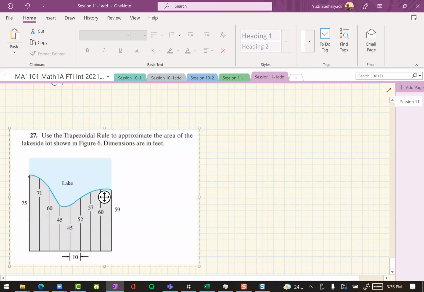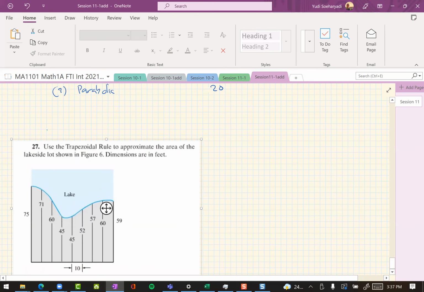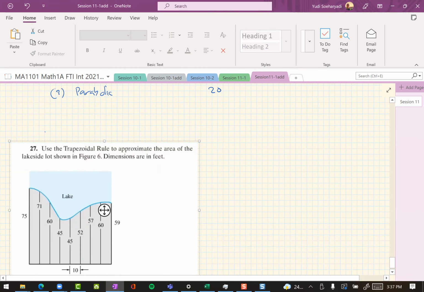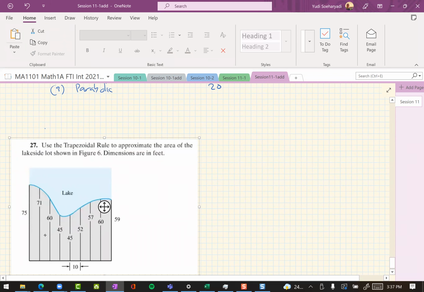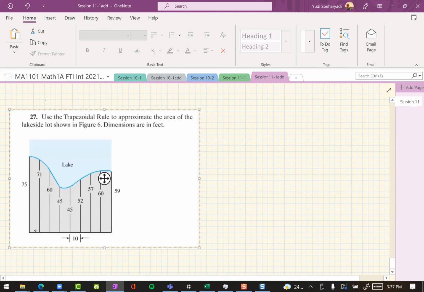So say this is a lake, and you have a park, or your property has the shape by the lake, right? Okay, and you need to find out, at least estimate, what's the area of your estate. And so you make measurements. So you walk in, two of you probably, one standing here, one standing here.